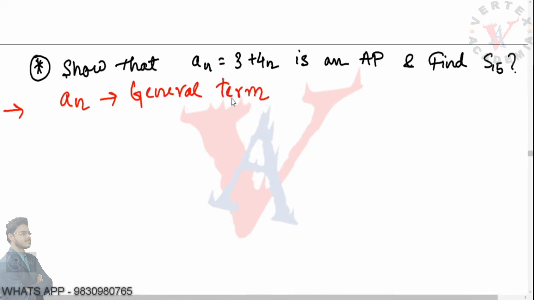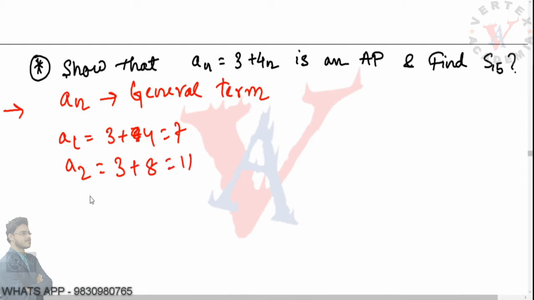If we put the values of n, we will get a1, that is the first term, equals 3 plus 4 into 1, which is 7. The second term, if we put n equals 2, is 3 plus 4 into 2, which is 11, and it goes on.